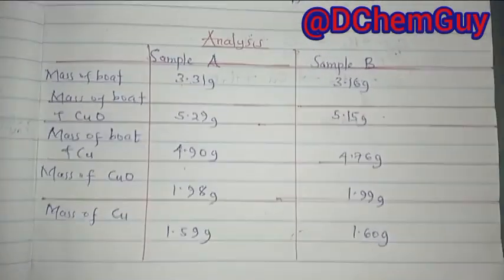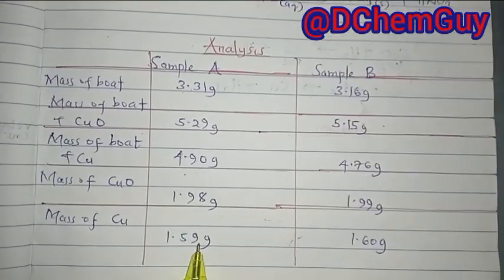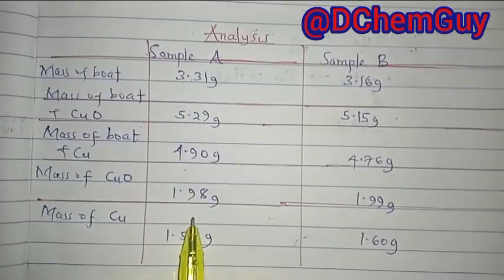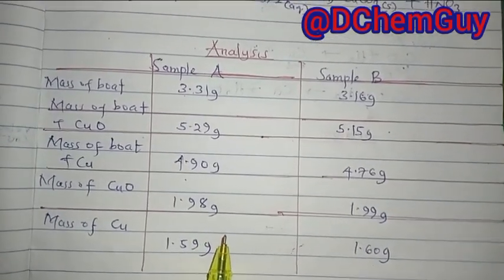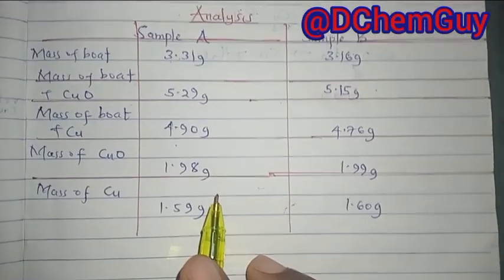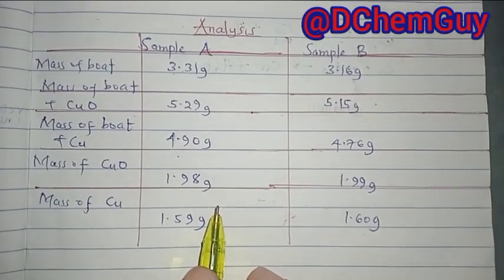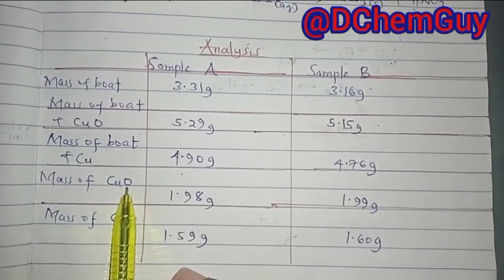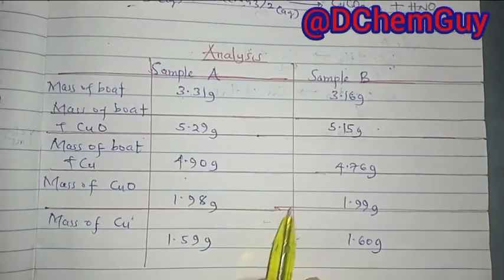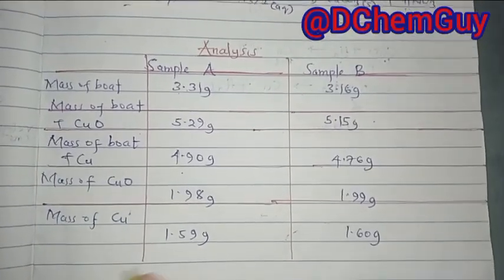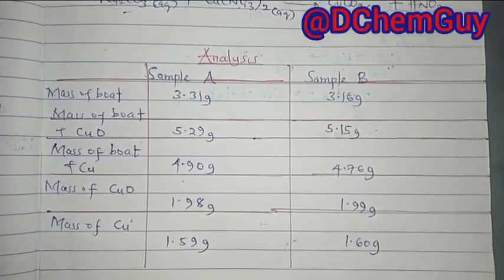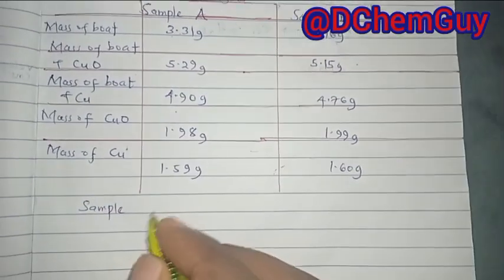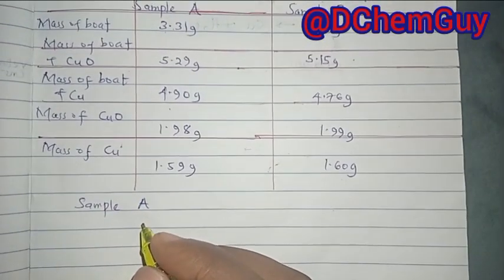Now, what we can use to prove that their composition is the same or similar is percentage composition. So what do I mean by that? It means that we are going to find the percentage composition of copper in CuO for each sample. All right. That is, we are going to do it first for sample A.